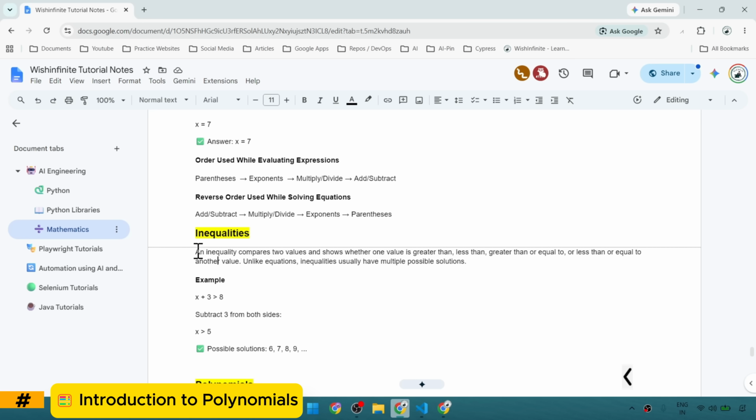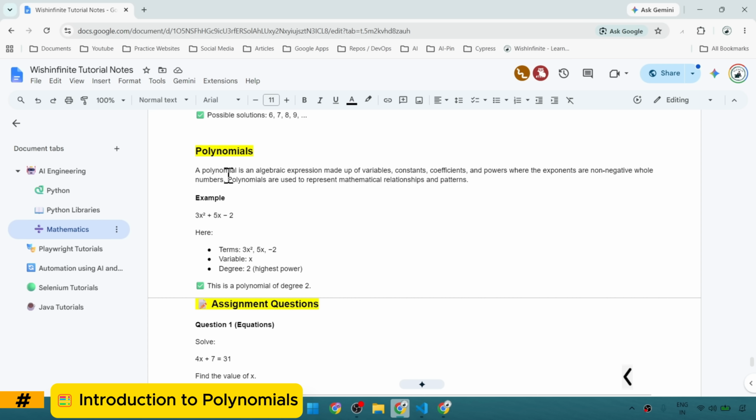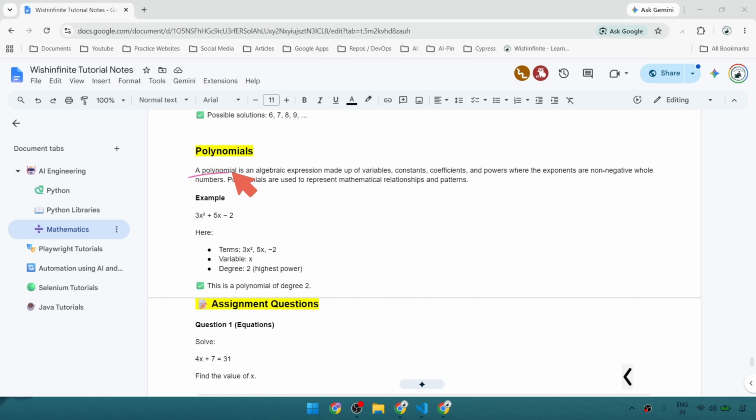Now let's move to the next and very important topic, which is polynomials. So what is a polynomial? A polynomial is an algebraic expression made up of variables, constants, coefficients and powers where the exponents are non-negative whole numbers. Polynomials are used to represent mathematical relationships and patterns. In my previous video, when we talked about types of algebraic expressions, we took a quick glimpse at polynomials, but here we are going to talk about them in more detail.